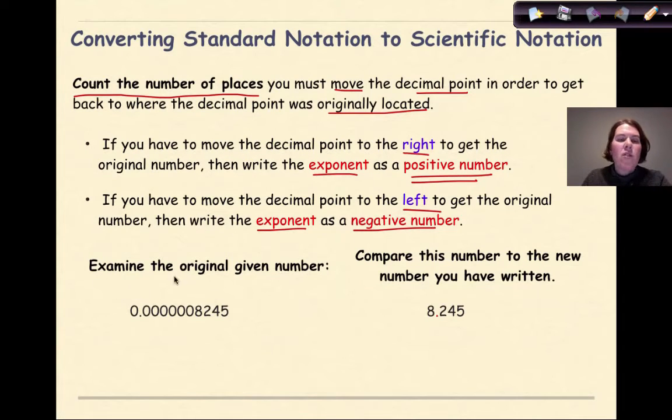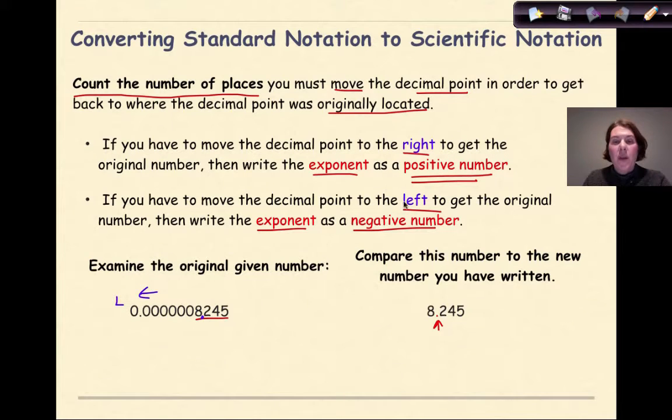So let's examine the original number given here. It's 0.0000008245. What we did is we identified our significant figures. We took those numbers, we put the first one in the ones position, we put our decimal point in, and then we wrote 245. Now, to figure out whether we need a negative exponent or a positive exponent, we're going to say, well, here's our decimal. What do we have to do to get it back to its original location? We need to move that decimal over to the left.